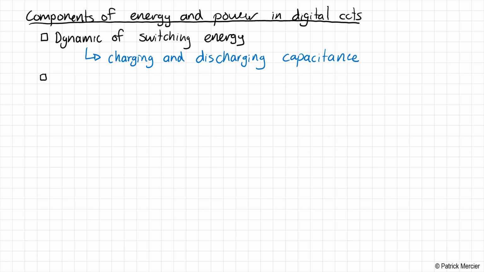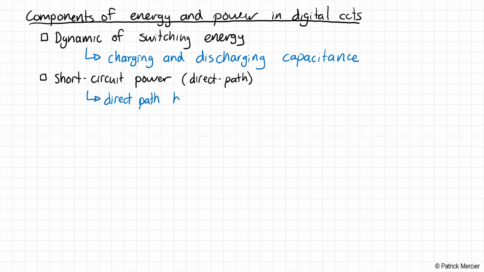Another component of energy and power is short circuit power, sometimes called direct path power consumption. And this manifests, as the second name implies, as a direct path between supply rails during switching. So remember, when we have our inverter and we're switching from a logic 1 to a logic 0, for example, what ends up happening is there's a part in that voltage transfer curve where both of the transistors are on and they're saturated, assuming VDD is larger than the threshold voltage and we're not operating fully in the sub-threshold regime. So at this point in time, we have effectively a direct path between VDD and ground. So we call this short circuit power.